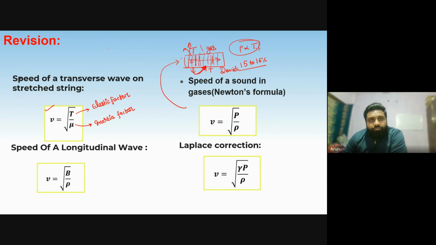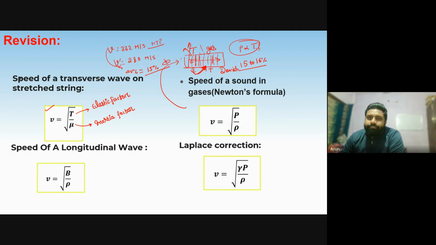Let's say the speed of sound is given by 332 meters per second at NTP. NTP means normal temperature and pressure. But if you put the values of temperature and pressure in this formula, the velocity that you get with Newton's formula is approximately 280 meters per second. So there will be a difference. The percentage difference will be 15%. Although Newton has a big name, this much deviation we can't ignore.